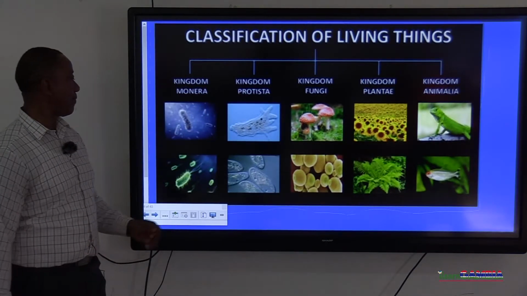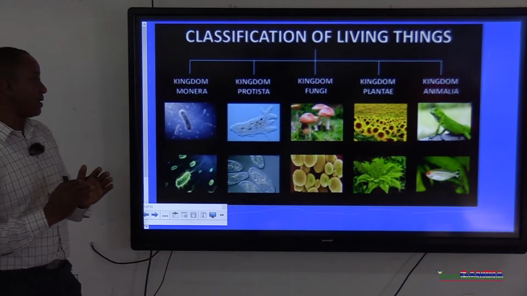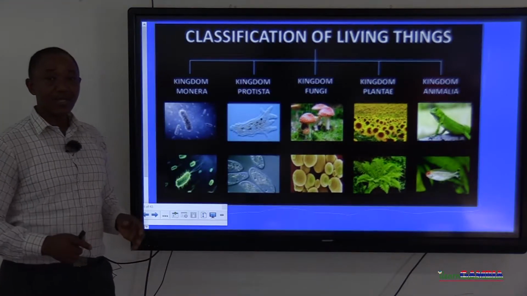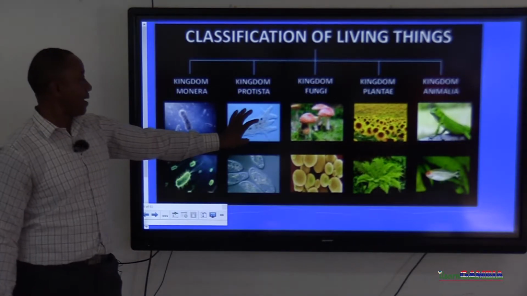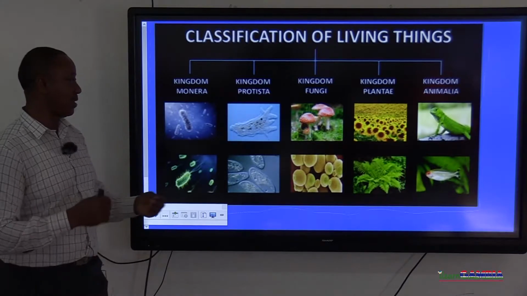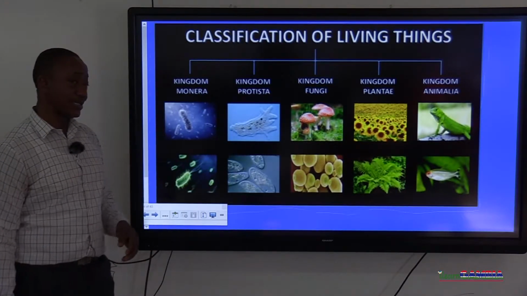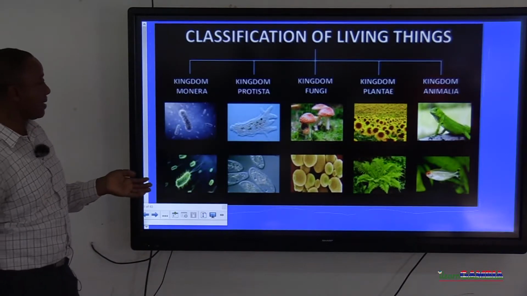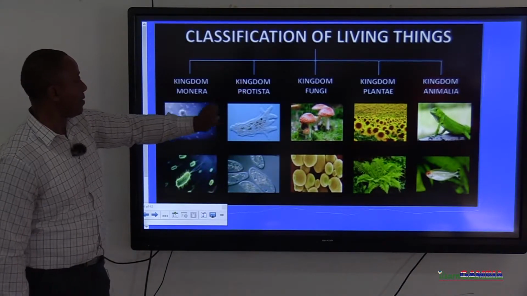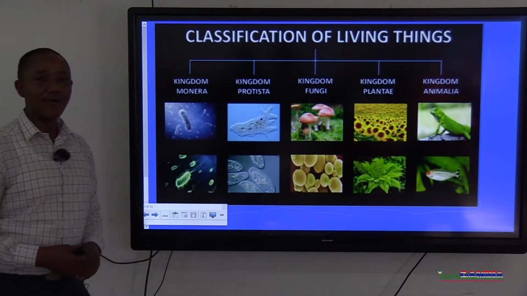Protista is where you have those small organisms that have similarities to plants and animals. You have those like the amoeba that is very similar to animals because it does some things that animals do, like moving around. And then you have others that are plant-like, so they fall under the kingdom Protista. Another big group is the kingdom Fungi.